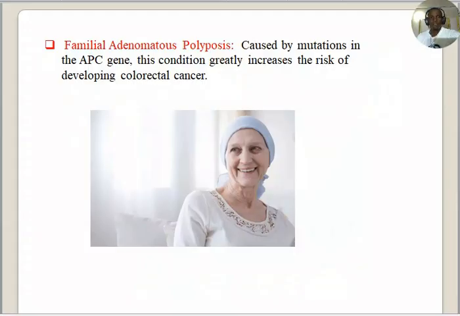We also have familial adenomatous polyposis. This is caused by mutation in the APC gene. This condition greatly increases the risk of developing colorectal cancer. That is under familial adenomatous polyposis.